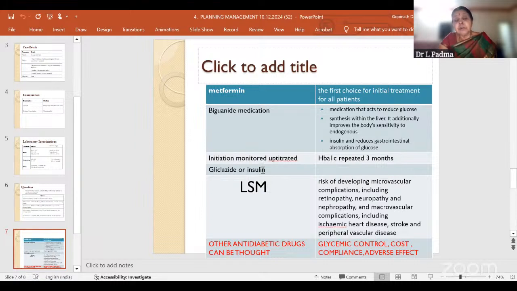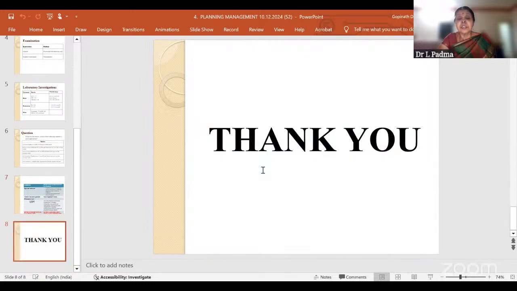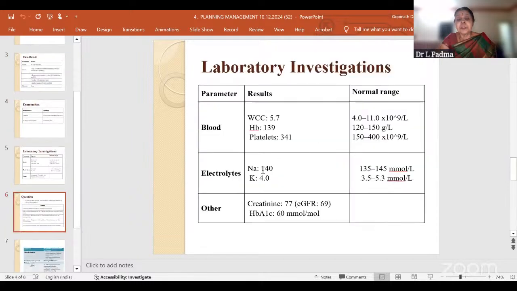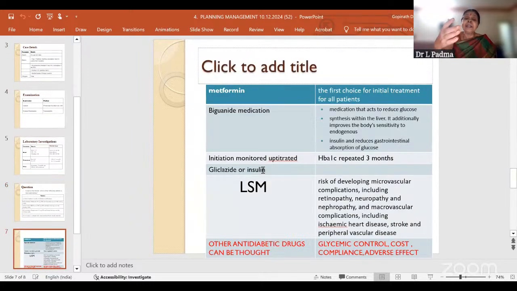If at all you don't want biguanides or a glycoside and insulin combination, if we do not want this, we can think of all these things. So here you are planning. Why did I use the word planning here? This is because we have taught several things and then we are doing.